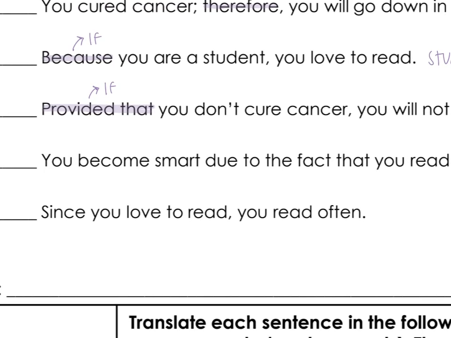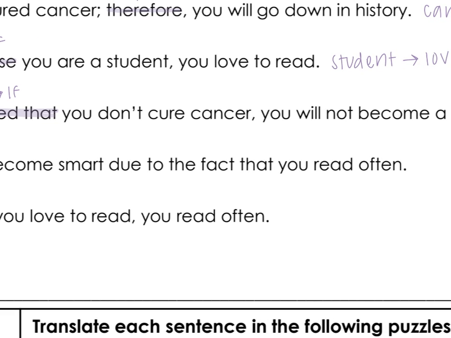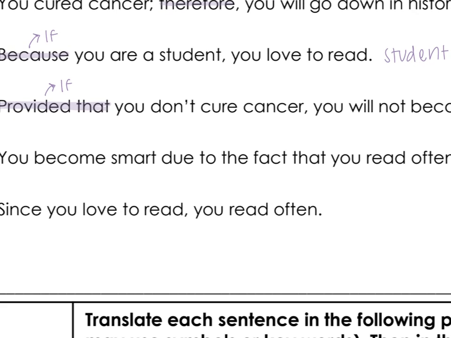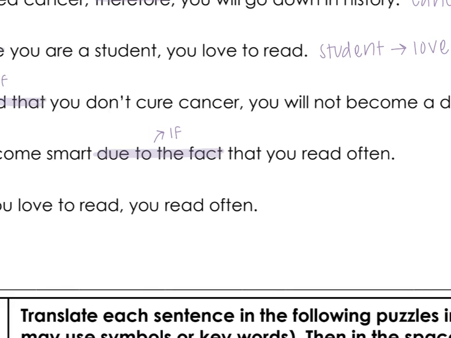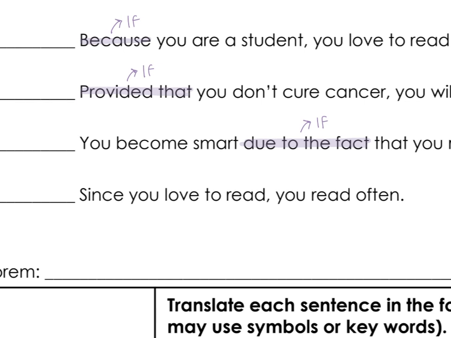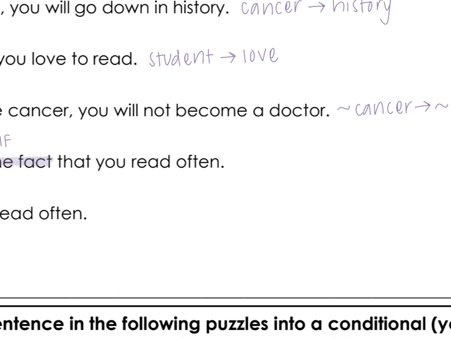Okay, next one, you become smart due to the fact that you read often. Okay, so due to the fact is going to be my little indicator of the order here, and that is going to be an if. Okay, which means the reading often is my hypothesis and the becoming smart is my conclusion. Okay, so I'm going to use read and smart.